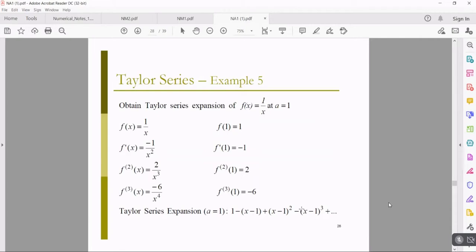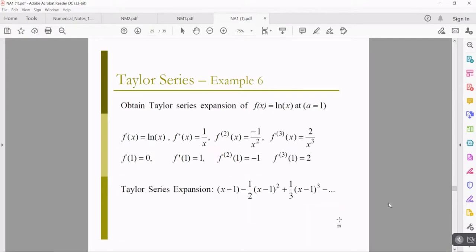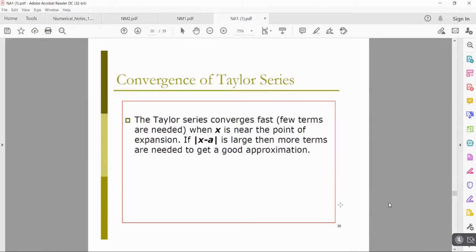Again we have f(x) equals 1 upon x at a equals 1, and this is the expansion. Taylor's series expansion is 1 minus (x minus 1), plus (x minus 1) whole square, like this. Now we have another function f(x) equals log x, and we have to calculate its Taylor series using the point a. Earlier in the Maclaurin series we used a equals 0, but here we are using a equals 1, and we get this Taylor expansion for log x about the point a equals 1.